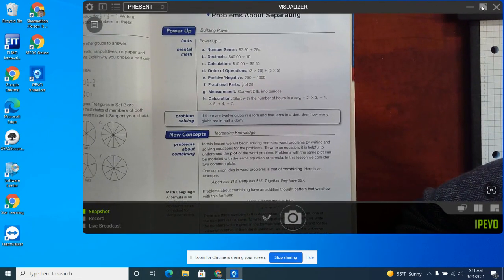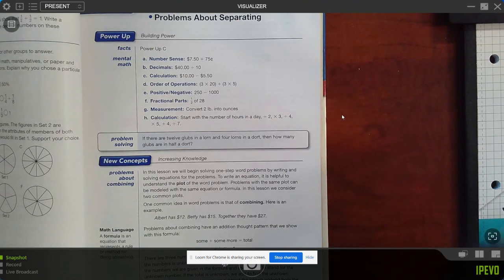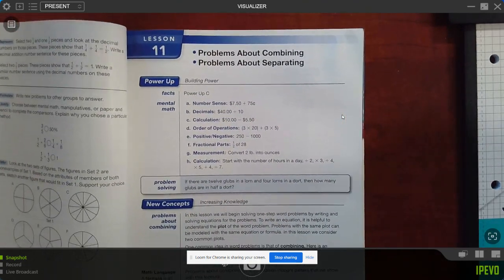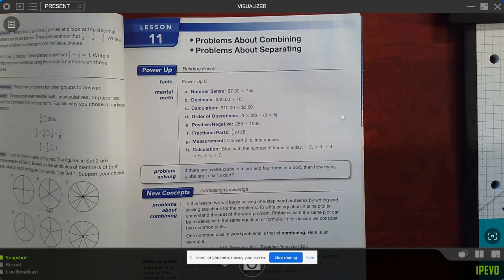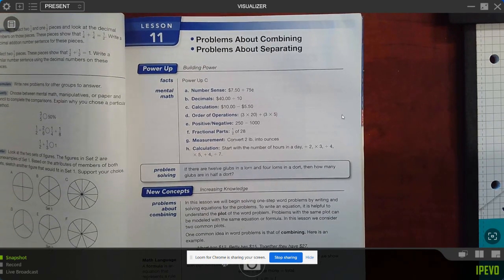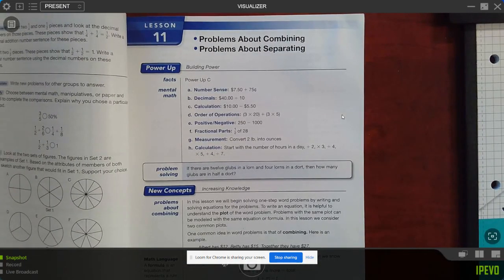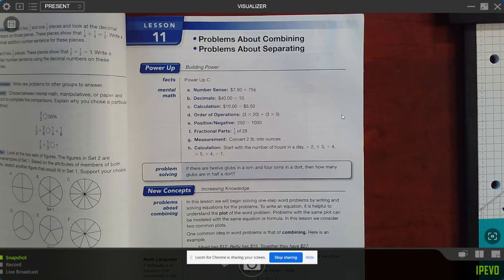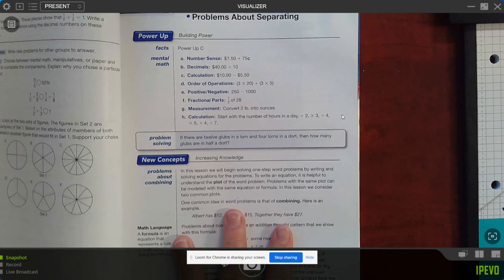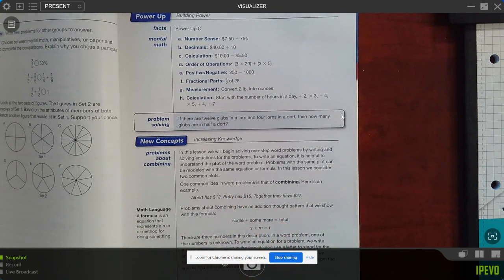So let's go ahead and get going on our math for this week. Lesson 11, problems about combining and problems about separating. This is a very similar lesson to what you would have gotten last year in Course 1. Okay, so it's still a lot of review. Even some of these new concepts are stuff that Saxon has gone over before if you did it last year. In this lesson, we will begin solving one-step word problems by writing and solving equations for the problems.